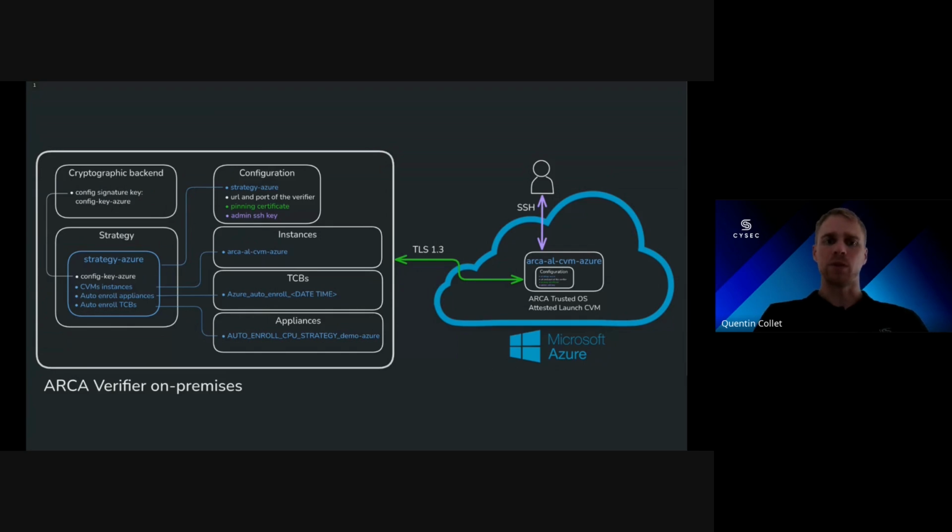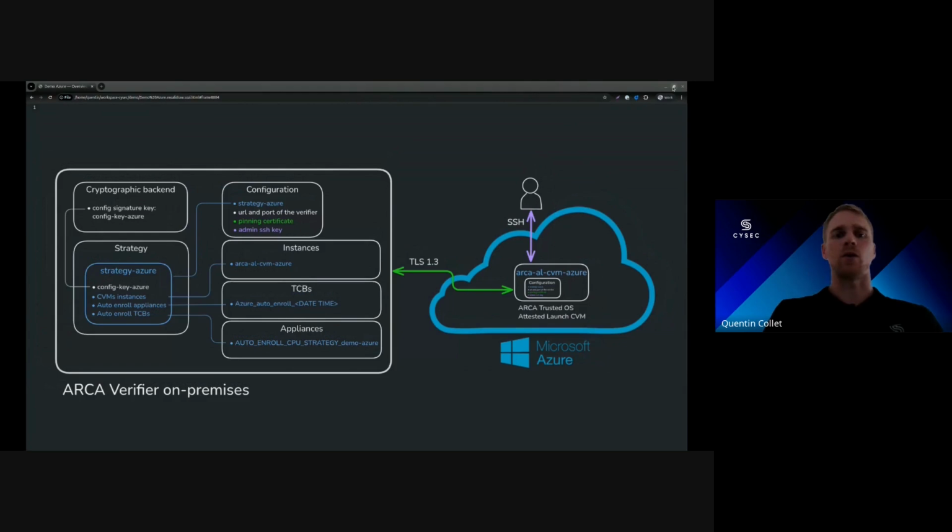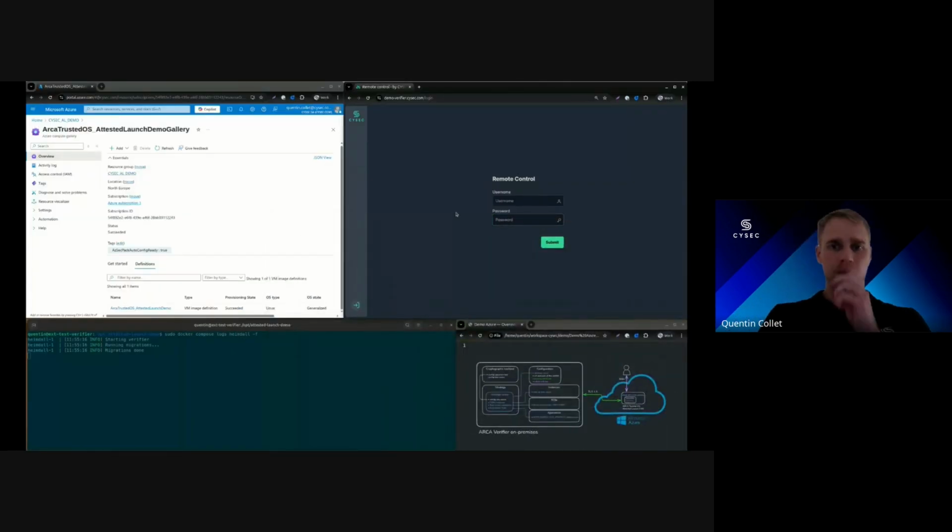What is important in this figure is, let's say, the strategy on the side of the verifier installed on-premise. The strategy will define all the rules that apply to the new CVM creations that need to be respected to be able to boot. And also maybe worth mentioning is the configuration. Configuration is all the information of the verifier that will be integrated in the VM of ARCA Trusted OS so that it can boot and authenticate itself.